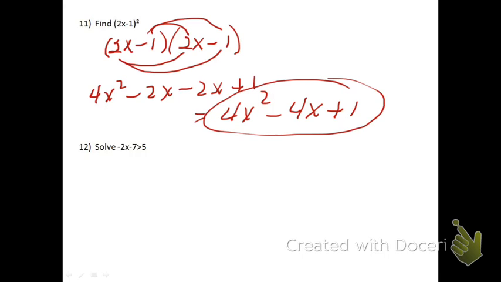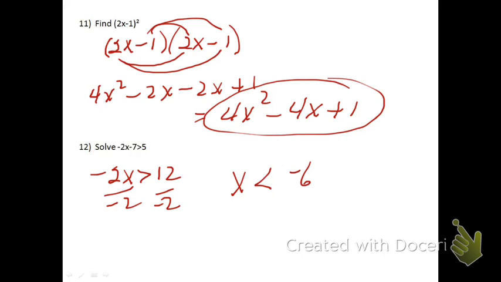Number 12, solving this inequality. Remember, you do the same thing as you would with an equation, except you have to remember to flip the inequality if you multiply or divide by a negative. So I'm going to start by adding 7 to each side, so negative 2x is greater than 12. And then I'm going to divide by a negative 2, so I get x. I have to flip the inequality, and 12 divided by negative 2 is a negative 6. So x is less than negative 6.